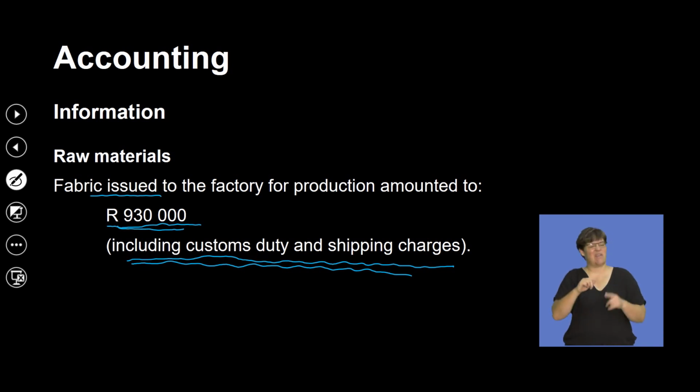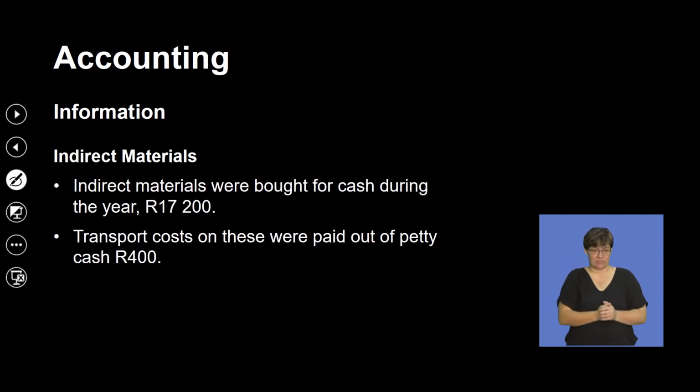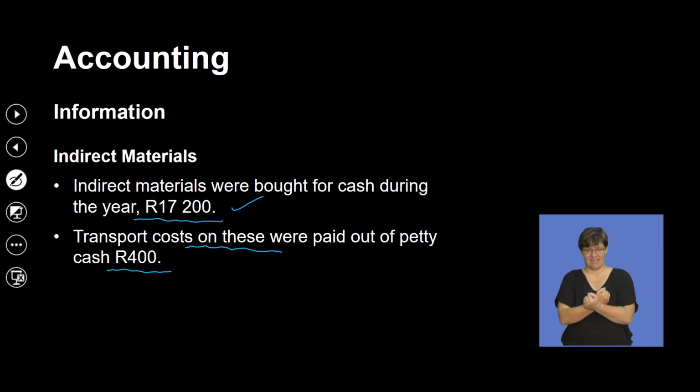Right. What do we know about indirect materials? We are told about indirect materials that these were bought during the year for 17,200, and the transport costs that were paid out of petty cash amounted to 400 Rand. That means we bought indirect materials to the value of 17,200, here we go, and we paid some amount in terms of transport cost to get the indirect materials to our factory, and that was an amount of 400 Rand in terms of the delivery of the indirect materials to our factory.